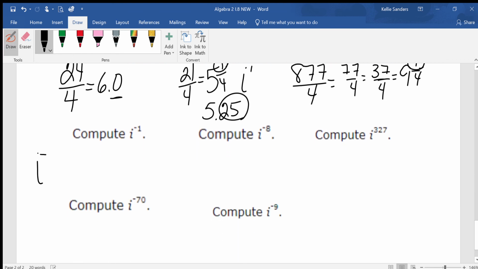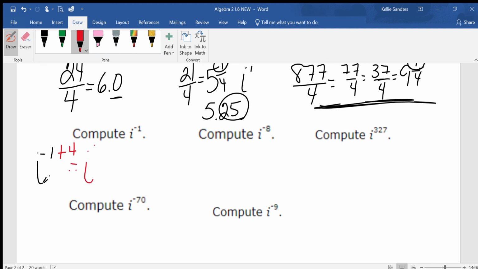Okay, on this one, I was subtracting groups of 4. We cannot evaluate negative exponents, so I'm going to add a multiple of 4 that is bigger than my exponent to be able to get an equivalent answer. Because this is negative 1 right now, if I add 4 to it, I would get i to the positive 3. i to the negative 1 and i to the positive 3 are the same answer, which makes it negative i.